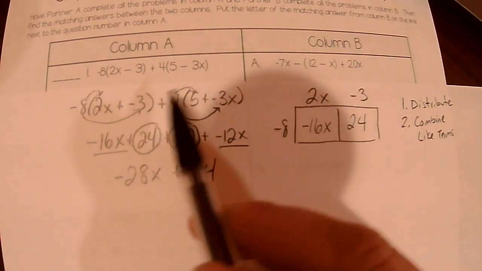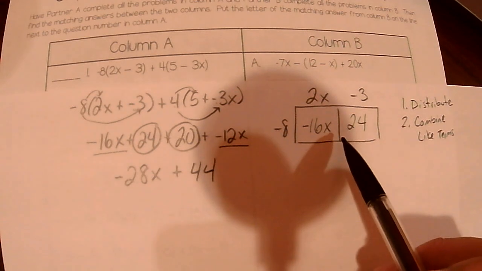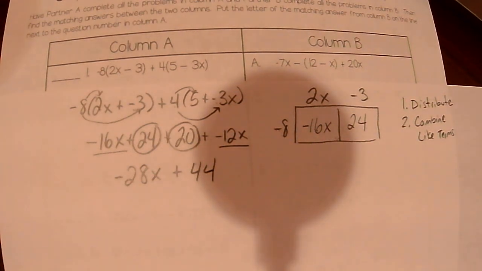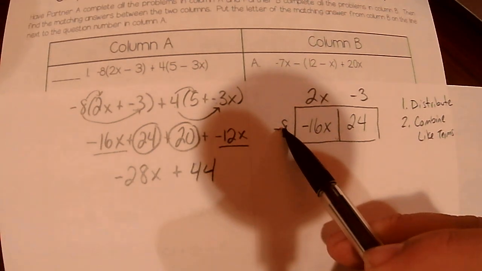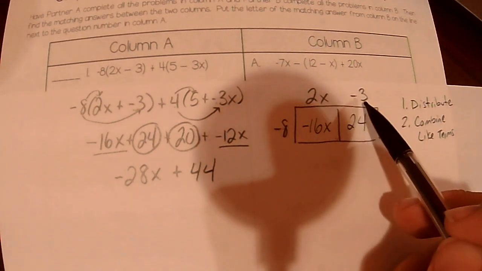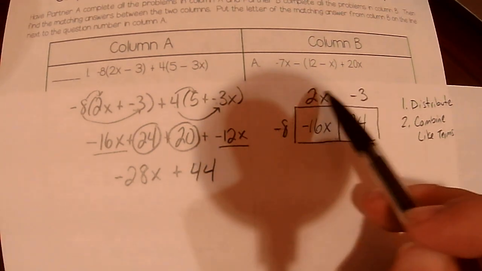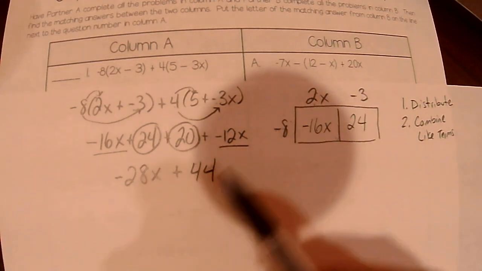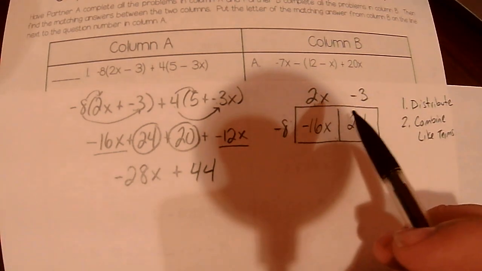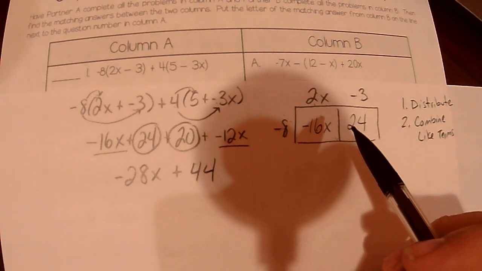When you're doing the distributing, just remember, think of it as a little table box. Put what you're multiplying by on the outside, put the expression on the inside of the parentheses up top, and do your multiplying. If you need to do this to help you out, go right ahead. Okay.